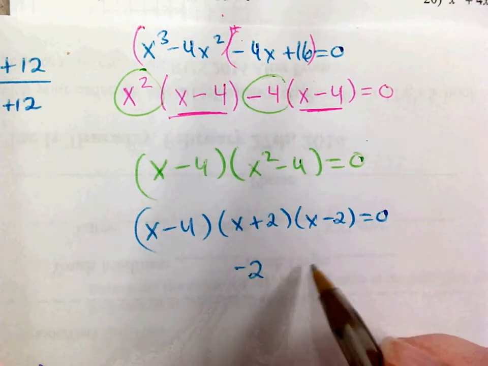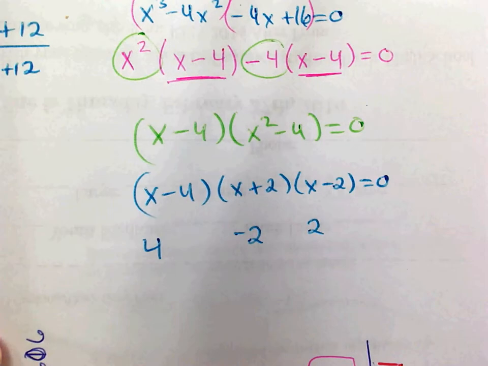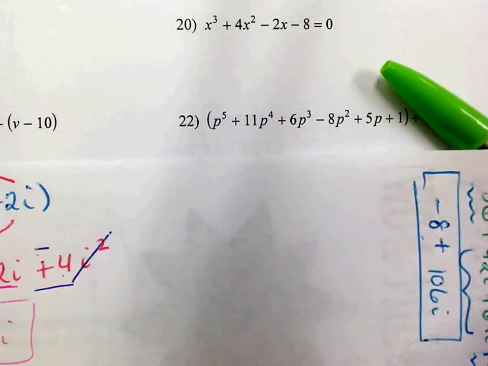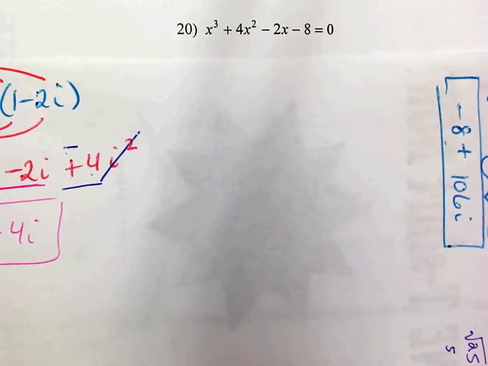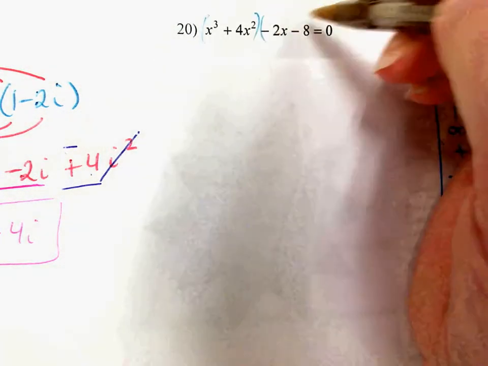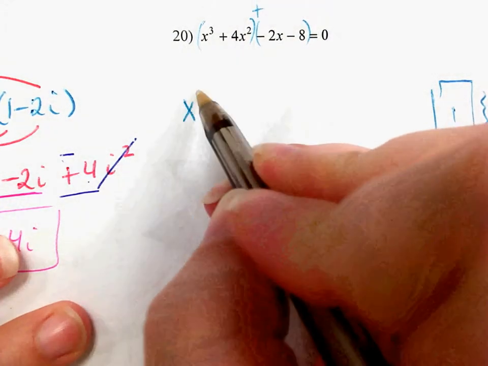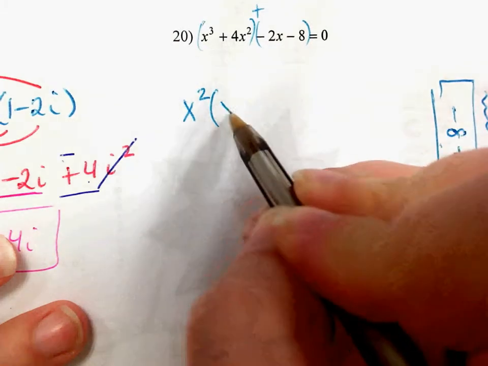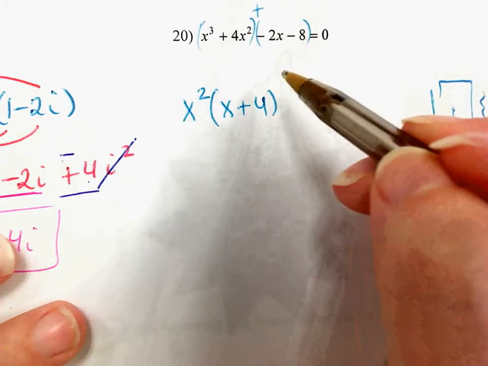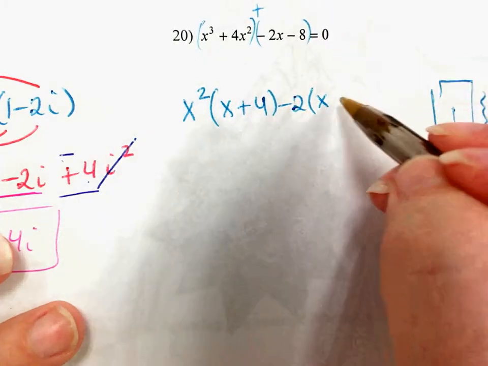Okay. So then let's do number 20. Same deal? Group the first two, group the last two. Plus sign. What can you factor out of the first two? x squared? What are you left with? x plus 4. What can you factor out of the last two? What are you left with? x, and negative 8 divided by negative 2 is positive 4. So I'm left with x plus 4, because they're the same, and then what?